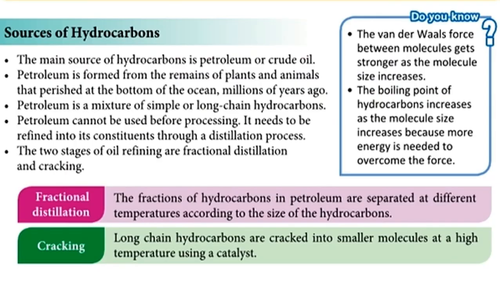Sources of hydrocarbon. Okay, where do we get hydrocarbon? So the main sources of hydrocarbons are petroleum or crude oil. Petroleum is formed from the remains of plants and animals that perished at the bottom of the ocean millions of years ago. Okay, petroleum is a mixture of simple or long chain hydrocarbons, and petroleum cannot be used before processing. It needs to be refined into its constituents through a distillation process.